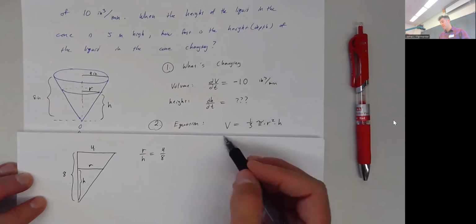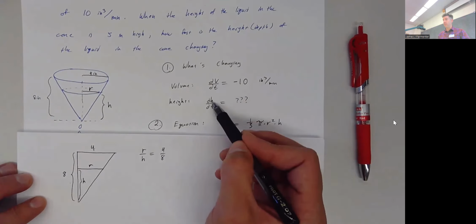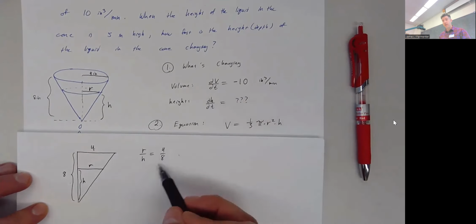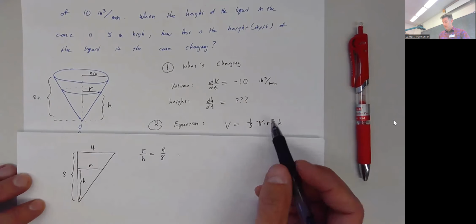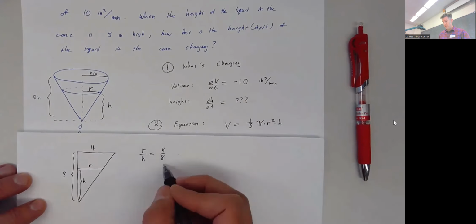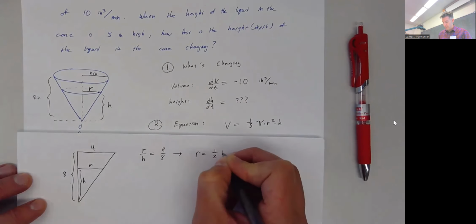I'm trying to write this equation so that I have volume and height as my variables. I don't want radius. To get rid of radius, I'm going to solve for radius here so I can replace it with whatever it's equal to in terms of height there. So 4/8 is 1/2. Multiply both sides by h. I get radius is equal to 1/2 the height.